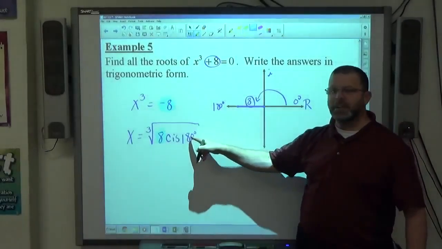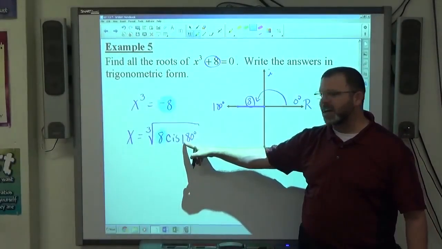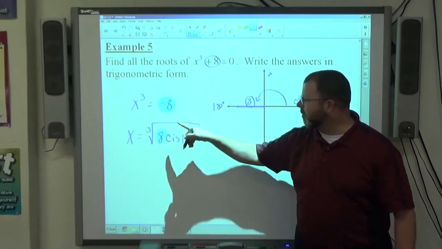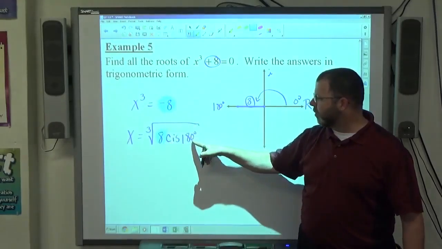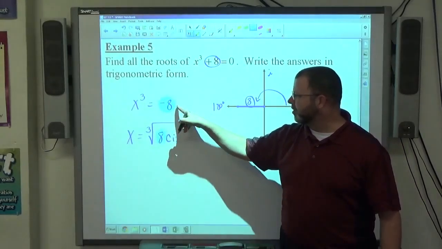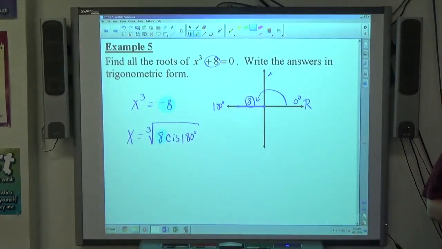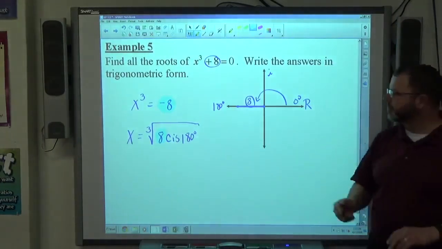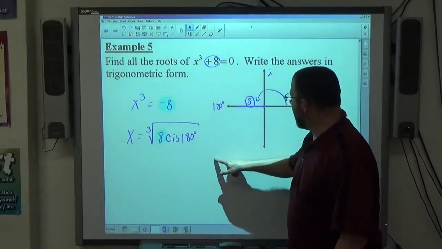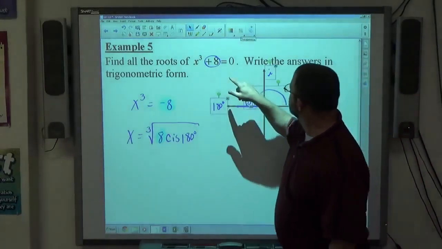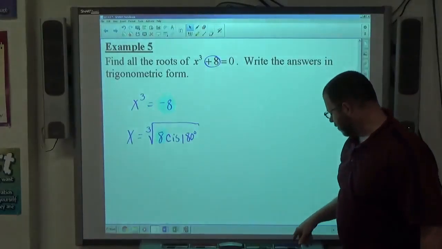The angle creates the negativity of it. The cosine of 180 is negative 1, times 8 makes the negative 8. The sine of 180 is 0, times 8 makes the 0i that's attached to it. So the angle itself creates the negative sign. The number has to be positive. All right, once we've established that, now we need to actually work this out.